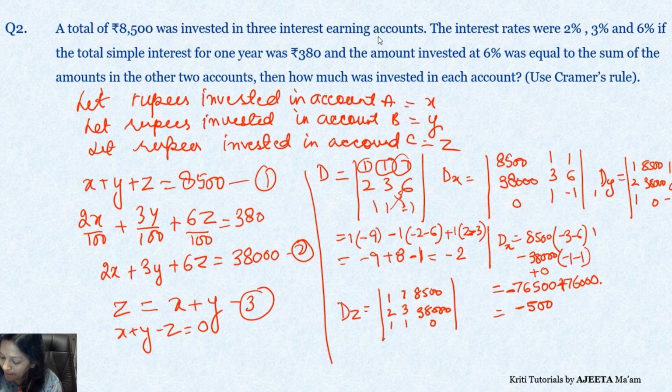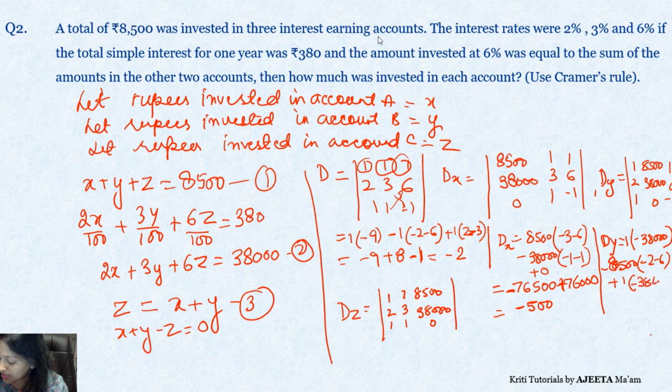Now let's make up dy. So for dy, what can we do? Again, we can do it along any row or column, or you can choose the last row also for making your calculation easier for you. Let's choose r1 only here. So what will we get? 1 into minus 38,000, right? Minus 8,500. Leave the row and column in which it is there. So we get minus 2, minus 6. And then 1, we get what? 38,000 minus.